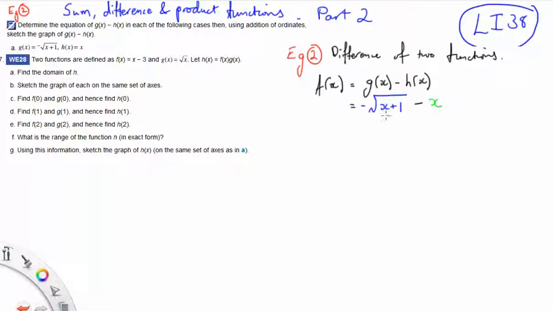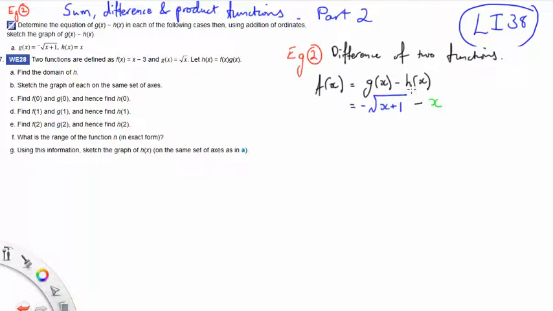Alright, so we've got negative root x plus 1 as g of x, and we've got minus x for h of x. So we know how to do addition of ordinates, we know how to add the y values. How do we subtract the y values? Well, the best way to do it, I think, is just to make it an addition of ordinates problem. Just turn it back into a sum.